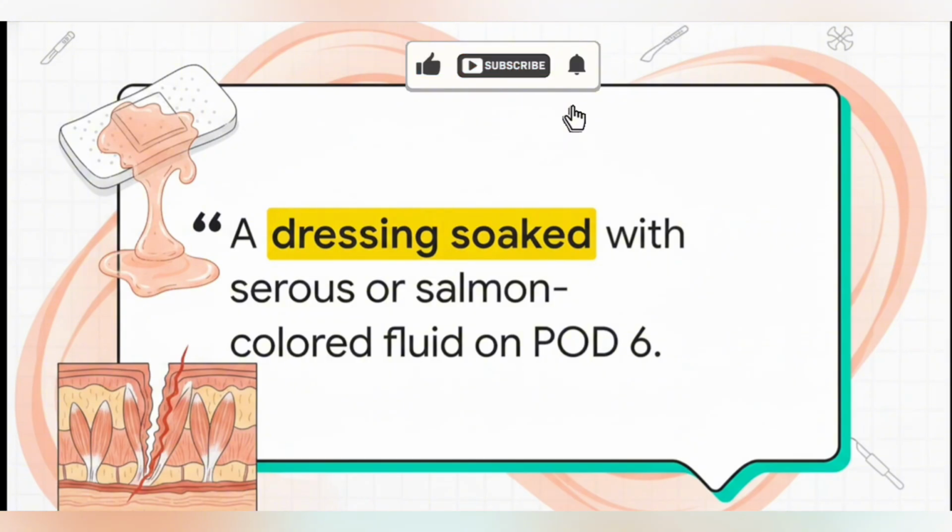Suddenly, the ward nurse frantically calls you, saying the abdominal dressing is completely soaked with a pinkish, serous, or salmon-colored fluid. This salmon fluid sign kya hai? It means that under the skin, the rectus sheath has actually opened up. The wound has given way. This is a burst abdomen and it's a huge emergency.